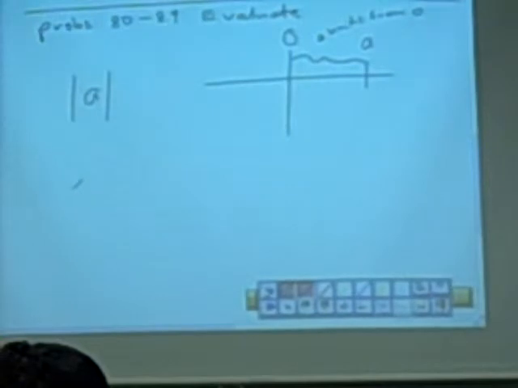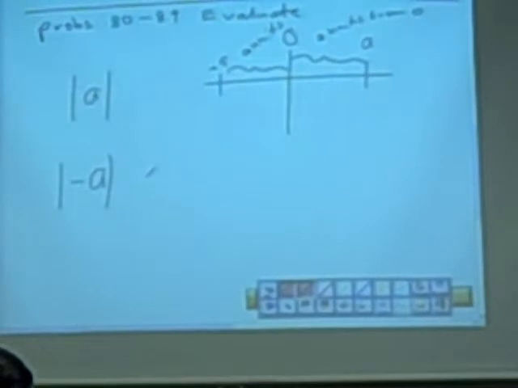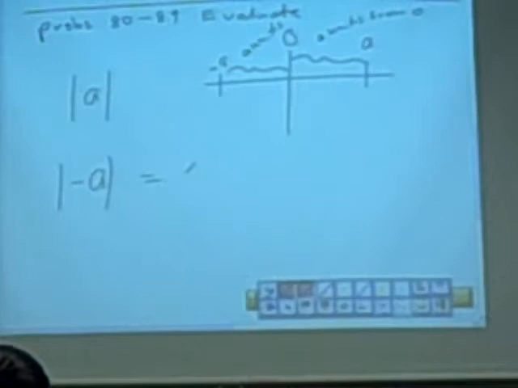So if we wanted the absolute value of negative A, well, that's still A units from 0. So that's why the absolute value of a negative number inside the absolute value sign is just, in this case, A units from 0.